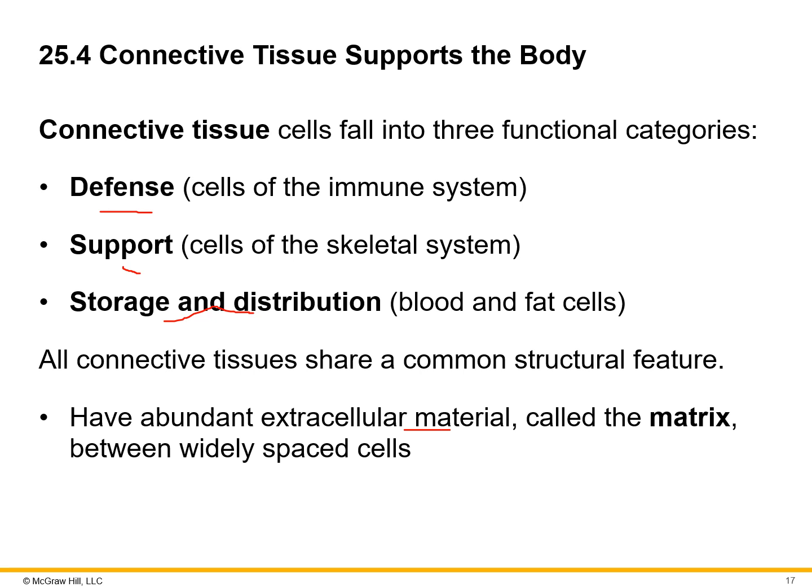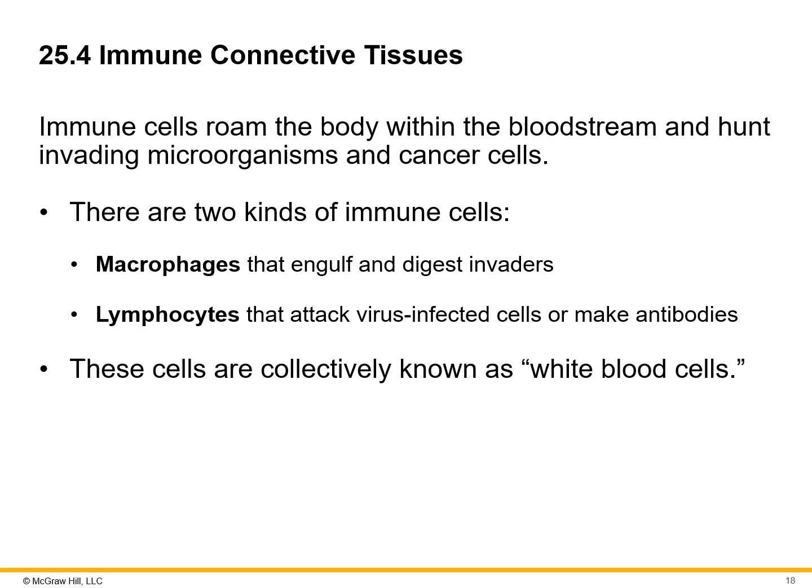So outside of the cells, they don't have a cell wall. No animal cells do, but they have this extracellular material called the matrix that is widely spaced between cells. That's how they kind of connect with each other, but it's kind of this mesh referred to as a matrix. If we look at the immune connective tissues, so these are going to be cells roaming around in the bloodstream that are hunting for microorganisms and also even some cancer cells. Lots of research going into ways to try to activate our immune system to recognize these cancer cells as a way of defending against them.